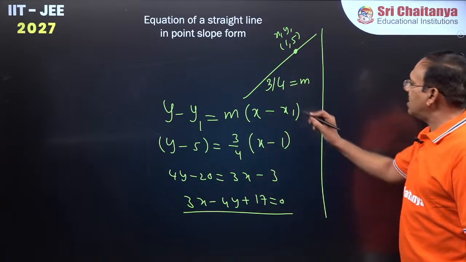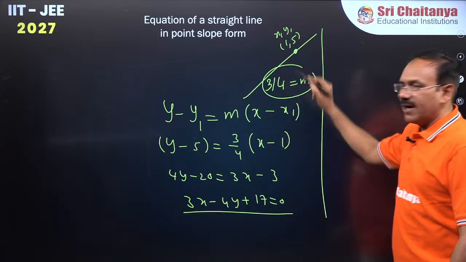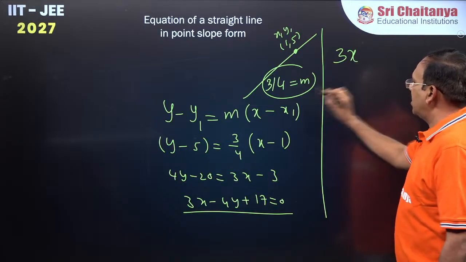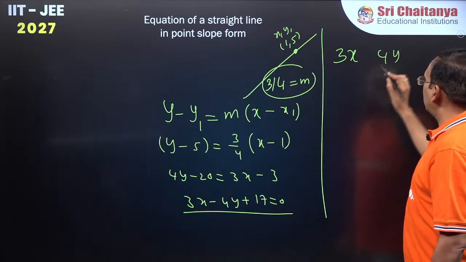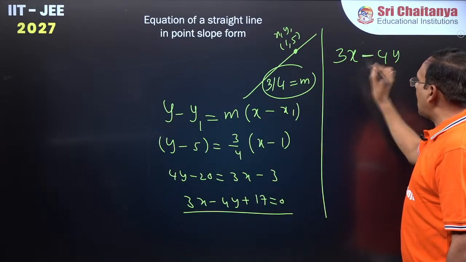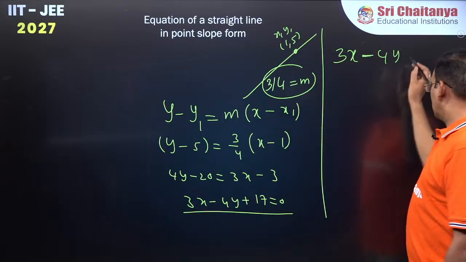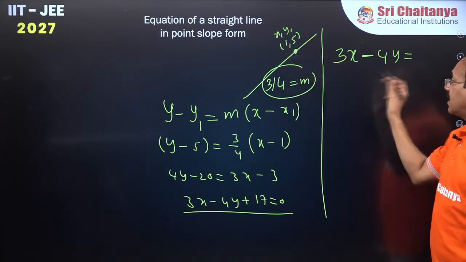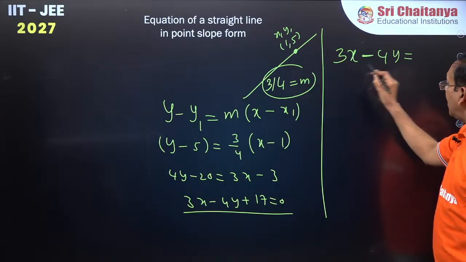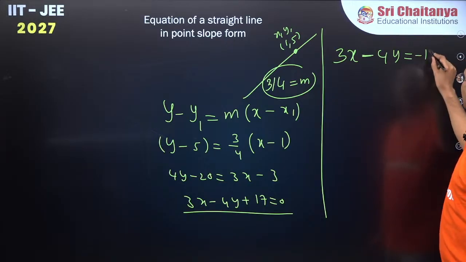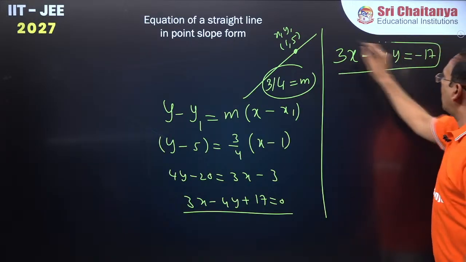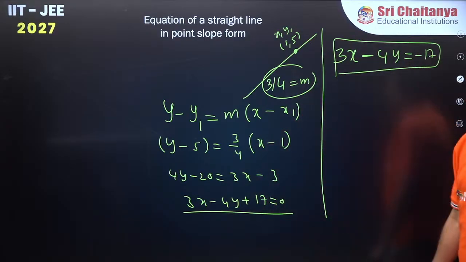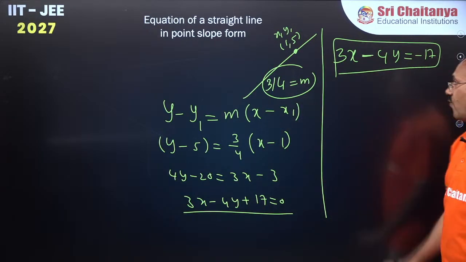Yes, fine. You see, if the slope is 3 by 4, listen to me. Numerator is x coefficient, denominator is y coefficient. You write opposite sign, plus no minus. You write equal to. It has to pass through (1, 5). Substitute (1, 5): 3 minus 20, minus 17 is the answer. That's it. Correct?